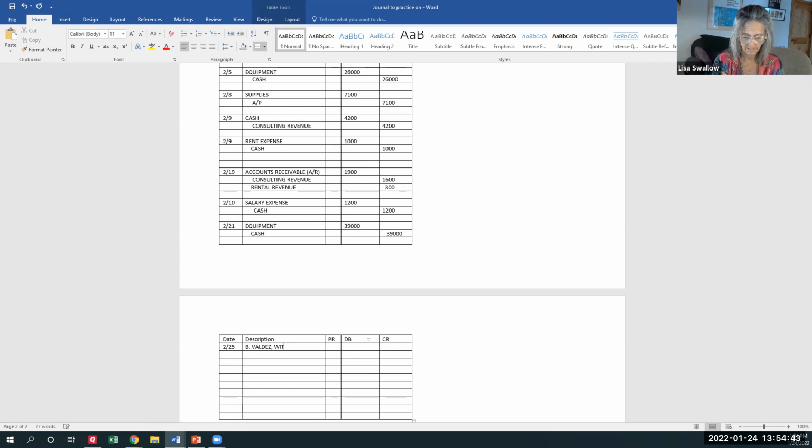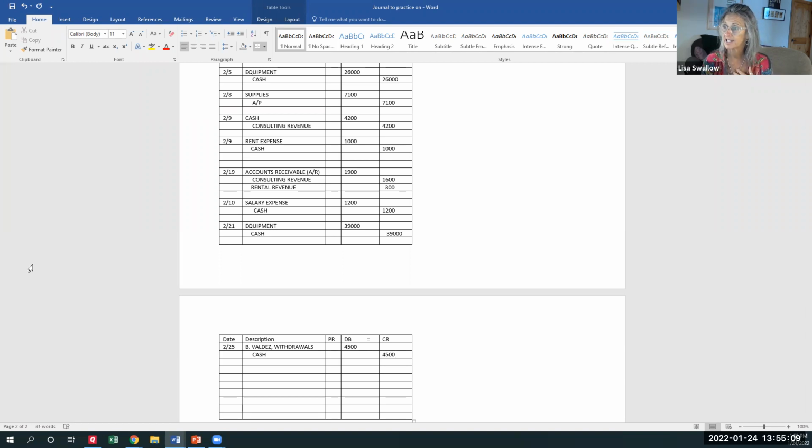And the name of the account is withdrawals, or sometimes it's just called drawing, same thing. It has a debit balance, a normal balance of a debit, because it decreases equity. And I know that my asset of cash also went down.